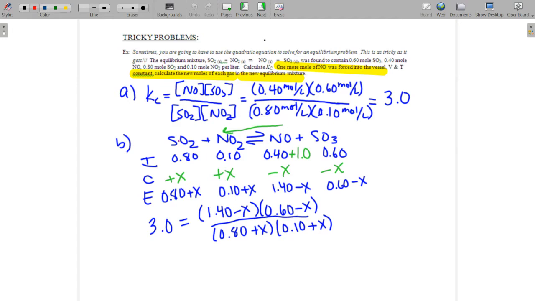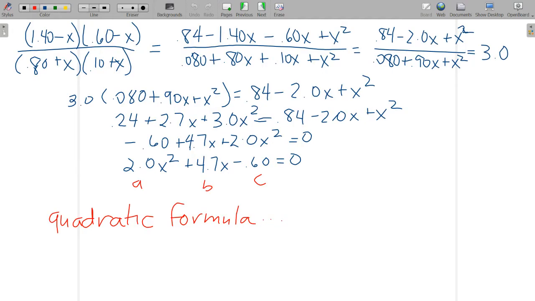That's all the stuff we already went through. But here is now the work of trying to figure out the quadratic formula. So I took my initial K equation right up here, and I then did FOIL here. And then I combined like terms here. And remember, we know that it equals Kc, which is 3.0. We solved for that initially.